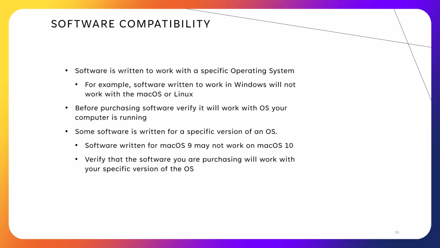If you want to run Microsoft Office in the Mac environment, you're going to have to purchase the Macintosh version of Microsoft Office. Before purchasing software, make sure that it'll work with the operating system that you are running. And in some cases, you have to make sure it works with the version of software you're running. For example, the Mac OS software written for Mac OS version 9 will not run in version 10. So verify that the software you're purchasing will work with your specific version of the operating system. So not just the operating system itself, the overall arching, Windows, Mac, Linux, Chrome. Make sure that it works with that version that you're running.